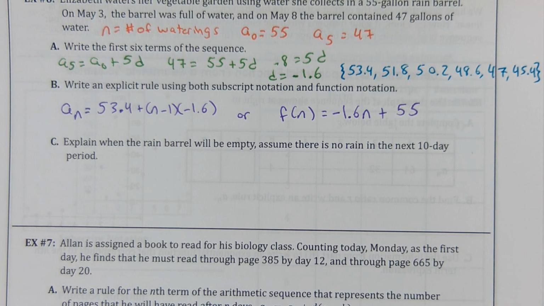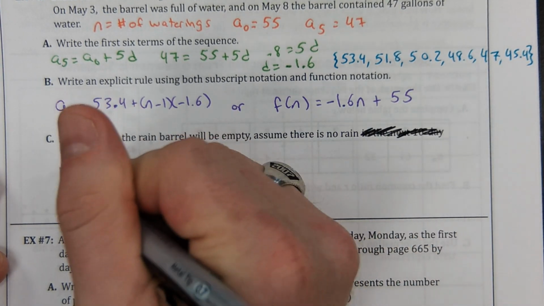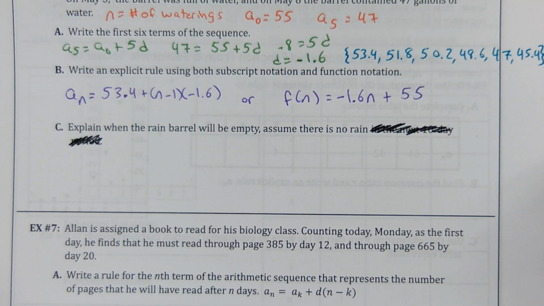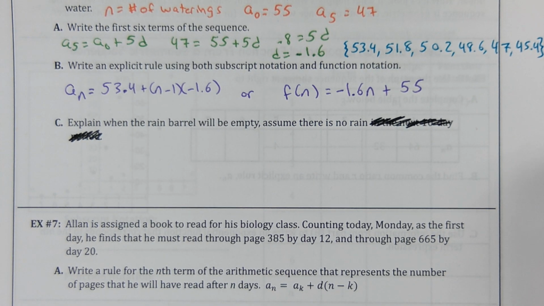Now part C is kind of fun for me. It says explain when the rain barrel will be empty. Assume there is no more rain. I don't know why that next 10 days stuff is there. It means nothing. Just assume there's no more rain. Explain when the barrel will be empty. So what does empty do for us? What does that tell us? 0. Yep, it tells us Fn is 0.